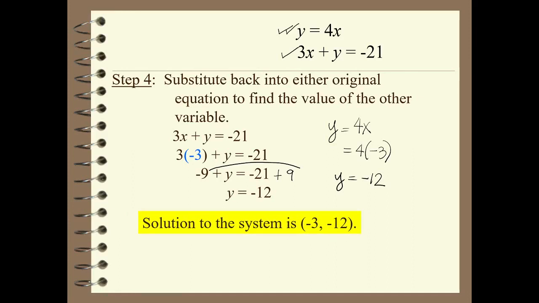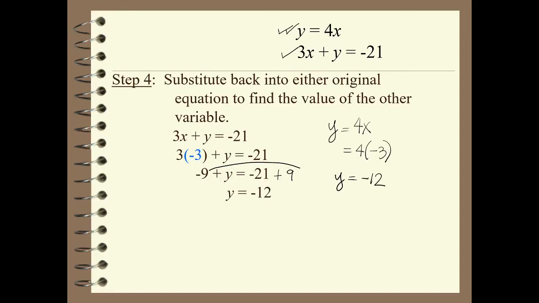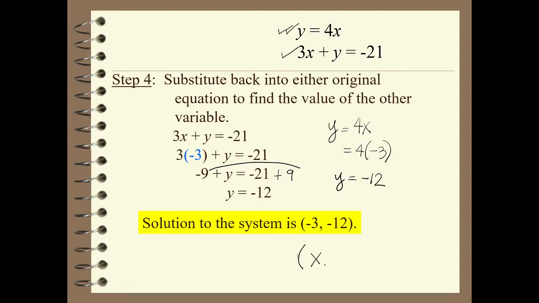Sir, how did you get negative 3, negative 12? What is the value of x that we solved a while ago? The value of x was negative 3. And what's the value of y? So take note in writing your solution, x should come first, followed by the variable y. That cannot be interchanged. x should come first, followed by y. So that's why that's negative 3, negative 12.